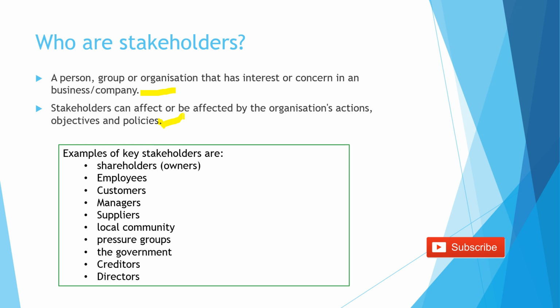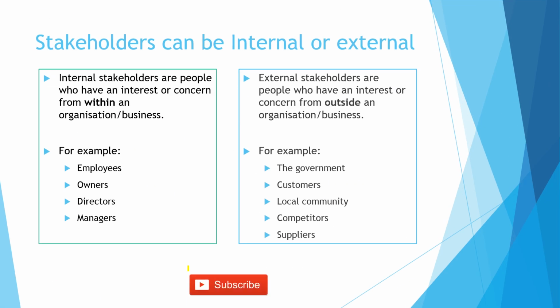So here are examples of key stakeholders. They're your shareholders or owners of the business, employees, customers, managers, suppliers, local community, pressure groups, the government, creditors, and directors. There are so many unlimited stakeholders a business can have.